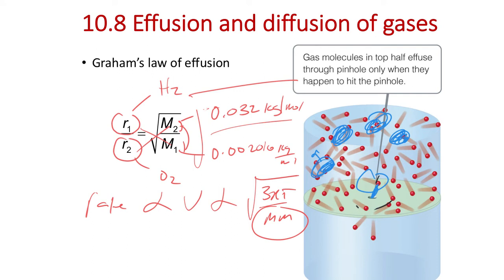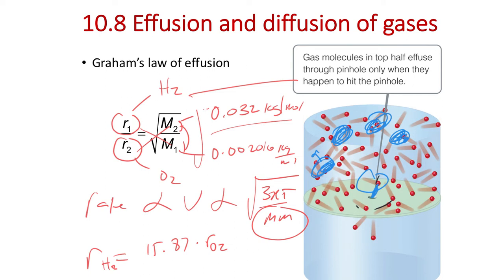So 0.032 divided by 0.002016 is 15.87. So the rate of escape of particle 1, the H2, is going to be equal to 15.87 times the rate of escape of particle 2. Particle 2 is oxygen. So the rate of escape of hydrogen is about 16 times faster than that of oxygen, just due to the relationship of their molar masses.